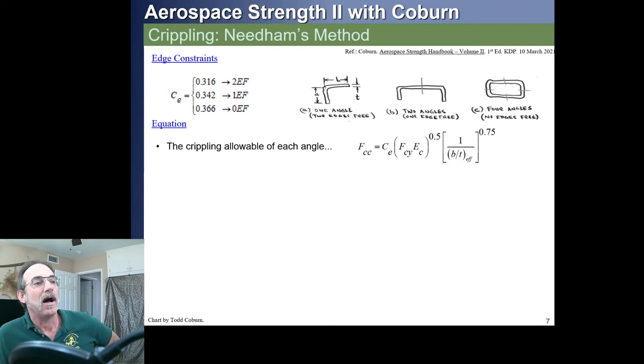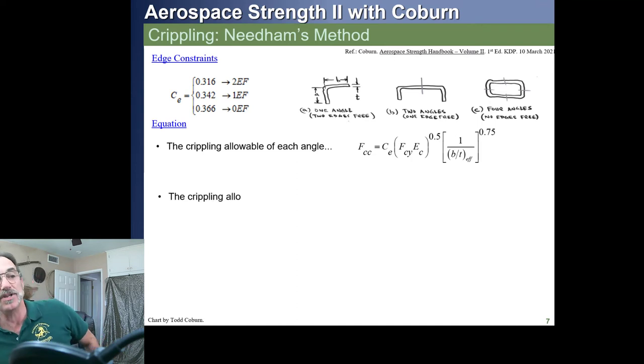That was two edges free, so our CE coefficient is 0.316. We take our FCY of the material, our compressive modulus of the material, and our effective B over T ratio, which is computed like we saw on the last slide. And we calculate the allowable. Since that's a single angle, that will be the allowable for the section. Now, if we had this C channel and we broke it up into two angles, that means we're going to use this equation twice. Now, if this section is symmetric, we only need to use it once and recognize it happens two times. Same thing with section C. We would use that four times unless they're all the same, in which case we use it once, okay?